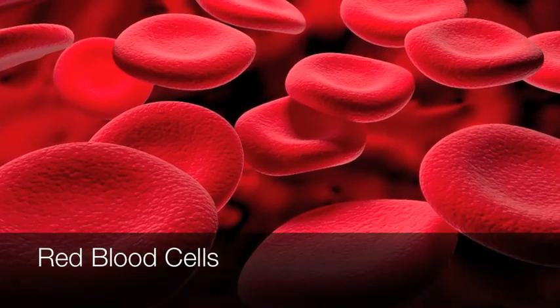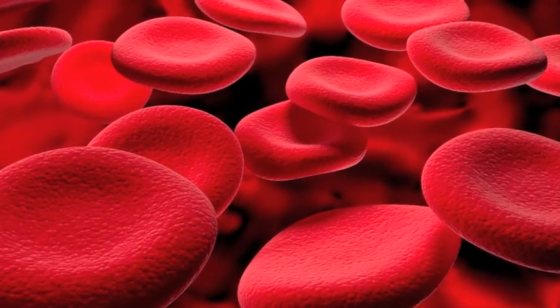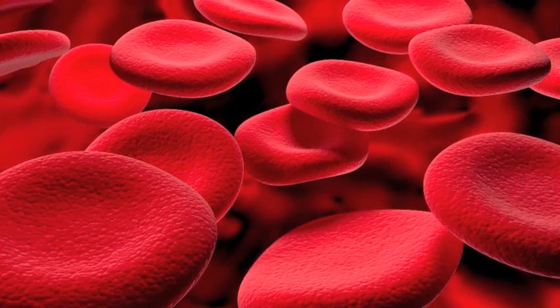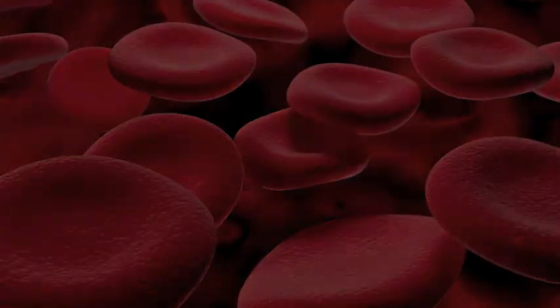The last step of the path of blood is oxygen goes out of the blood and into the cells as waste goes out of the cells and into the blood.